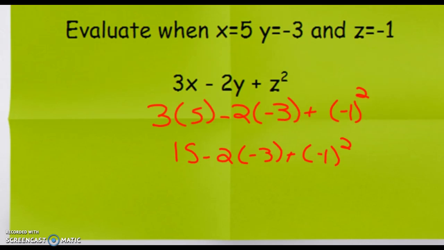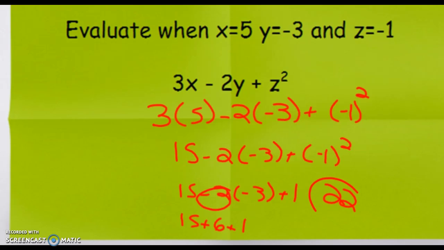My next step is going to be to do my exponent over here. Technically, I should have done that first, but it's okay. Then I can do my multiplication. 2 times negative 3. Well, actually, it's negative 2 times negative 3 because this sign belongs to the negative 2. So that's going to be a positive 6. So I have 15 plus 6 plus 1. My answer is going to be 22.